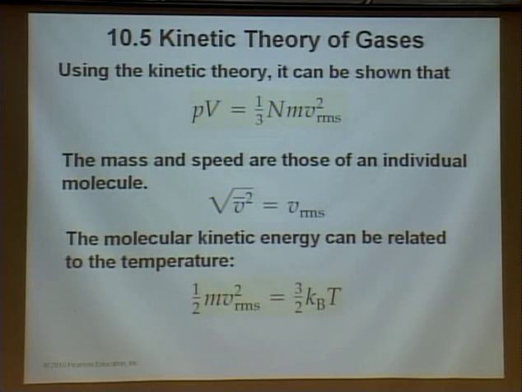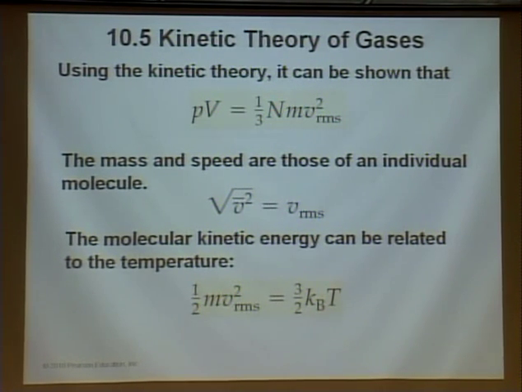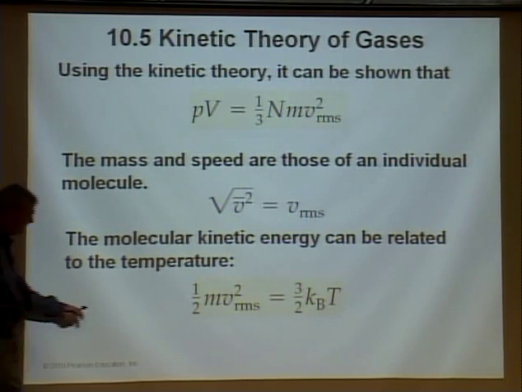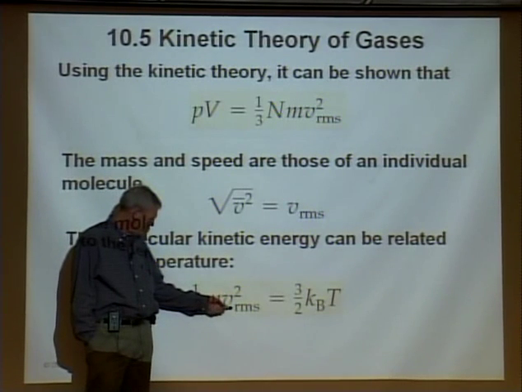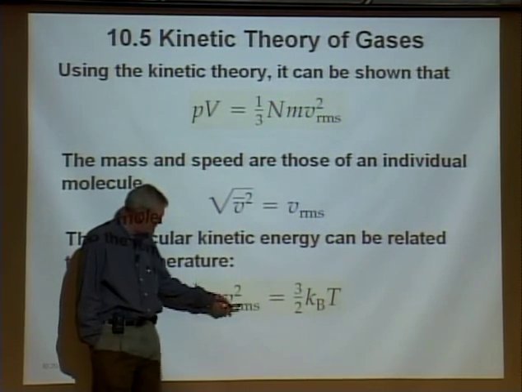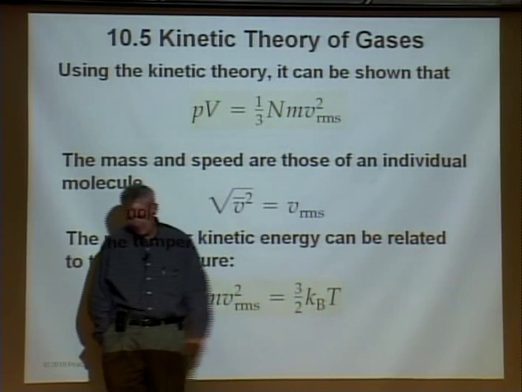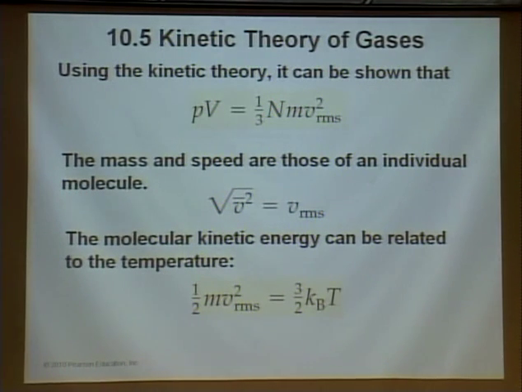And here we go. This is stat-mech boiled down to a 10-second sentence. Here it is. 1/2 m v squared, of the root mean square, is equal to 3/2 times Boltzmann's constant, which is 1.38 times 10 to the negative 23 joules per Kelvin, times the temperature.